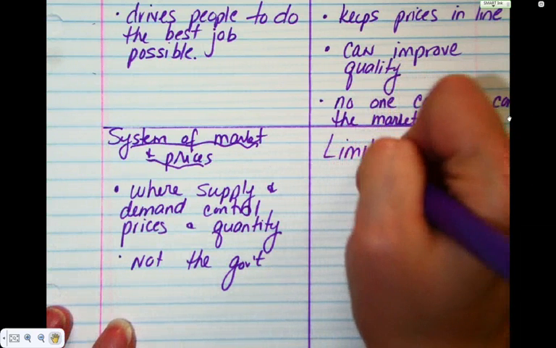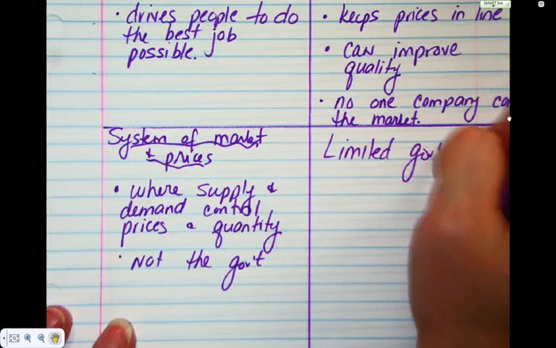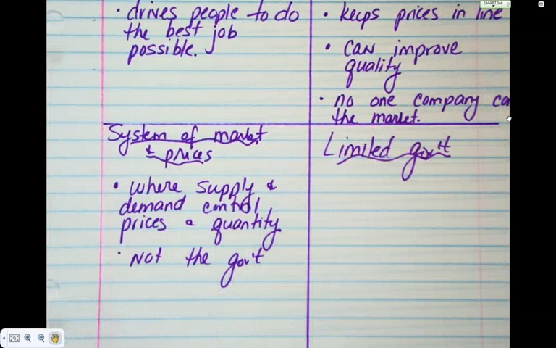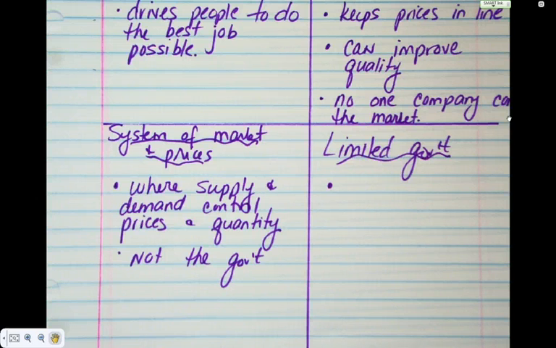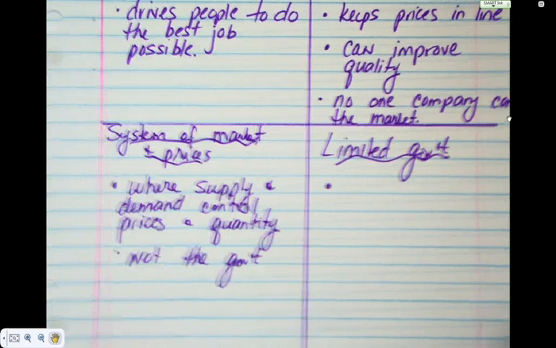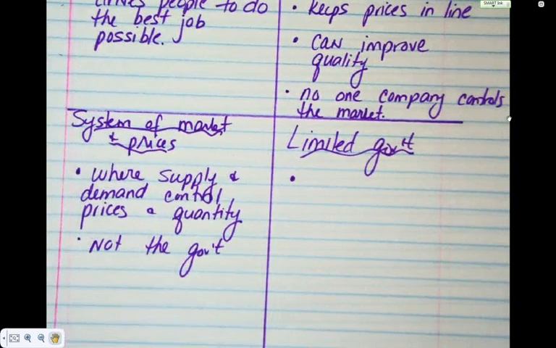Limited government. Limited government, as we've talked about in some of the other boxes, means they don't control the price, they don't tell you what to sell, they don't tell you where you need to work, they don't tell you what you're going to do with the money you earn. What does the government do? Tries to intervene sometimes. How or when will they intervene? Like crisis. Okay, when there's crisis, yes?